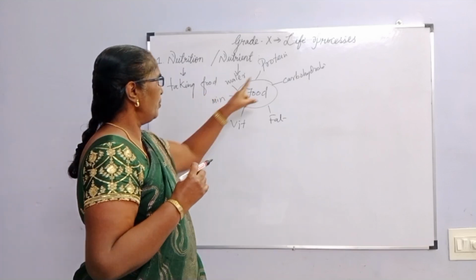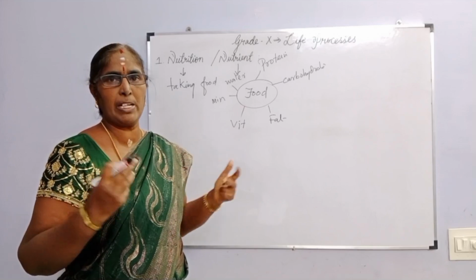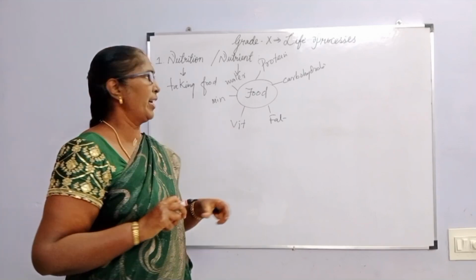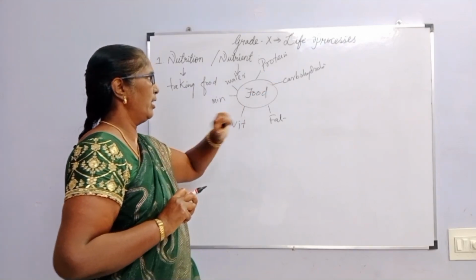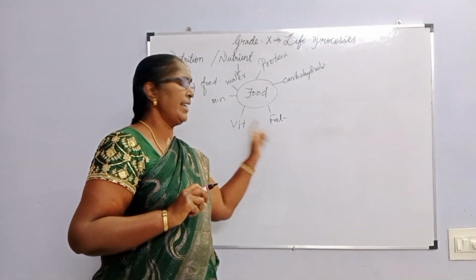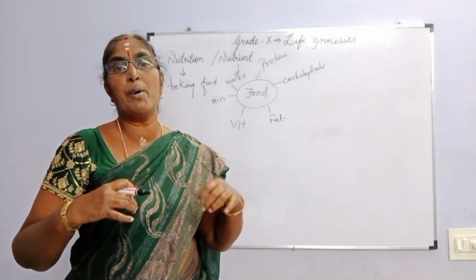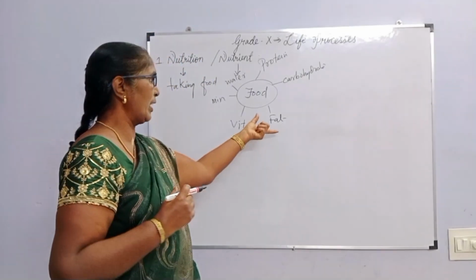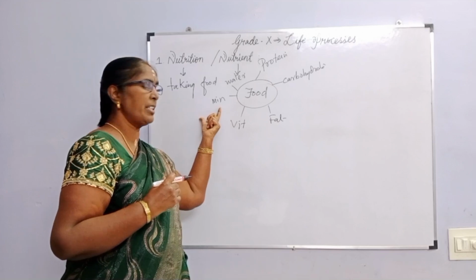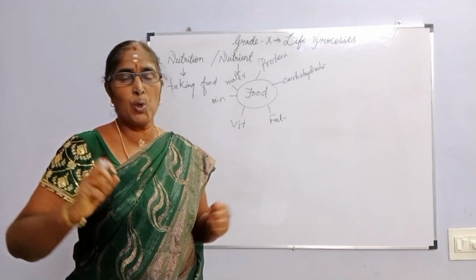What is the use of protein? Body builder: growth and development and repairing of our body. Carbohydrate, we all know, is the energy giver. Fat has a dual function: it gives energy as well as maintains our body temperature. And for vitamins and minerals, a less quantity is enough, but they do more work.